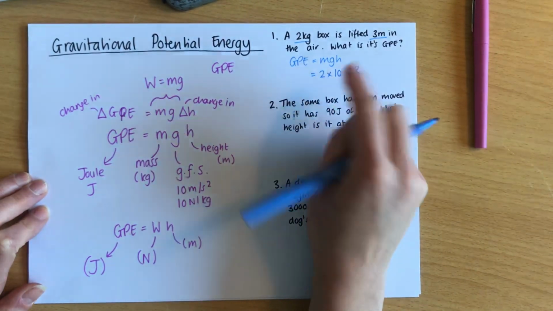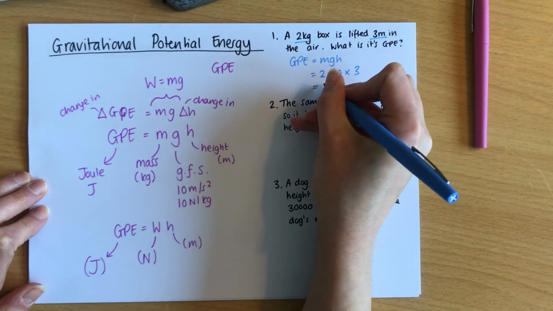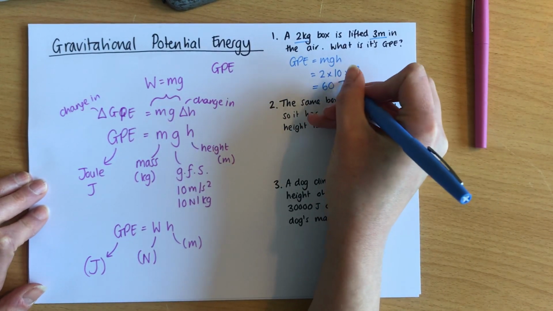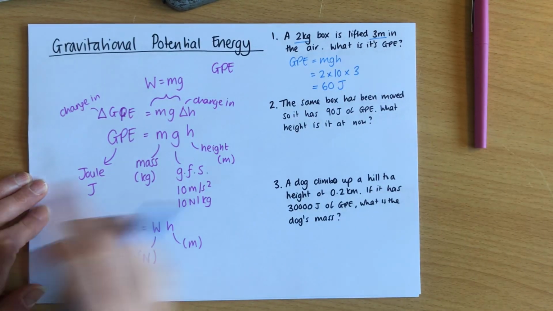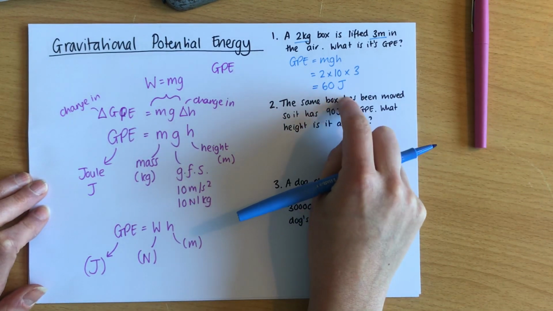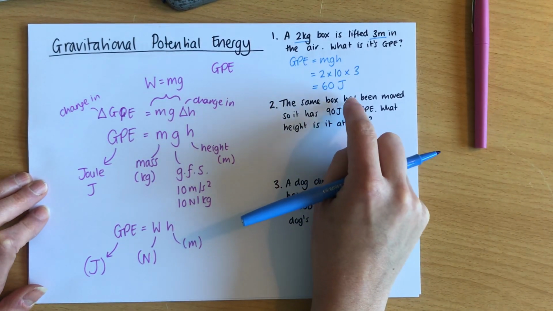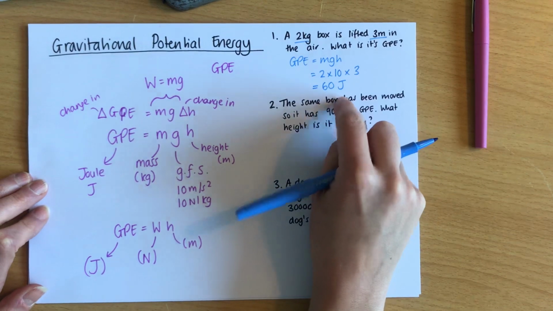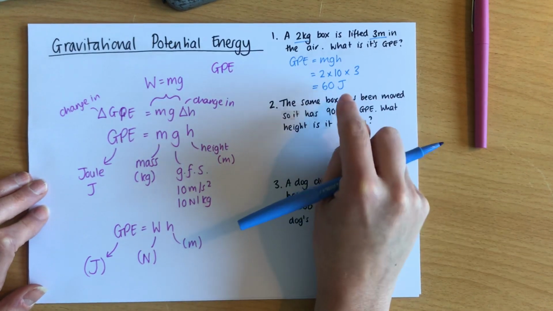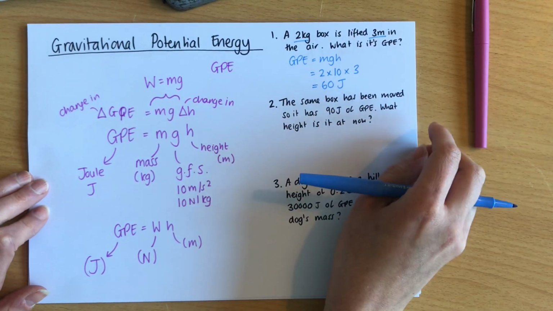So 2 times 3 times 10, that comes out as 60. Then I write the unit, which is joules, and I just write it as a J. Be careful to use a capital J, not a small j. I often see students writing a small j for joules, and it's better to write this than it is to write joules. The unit symbol is better than writing the word.